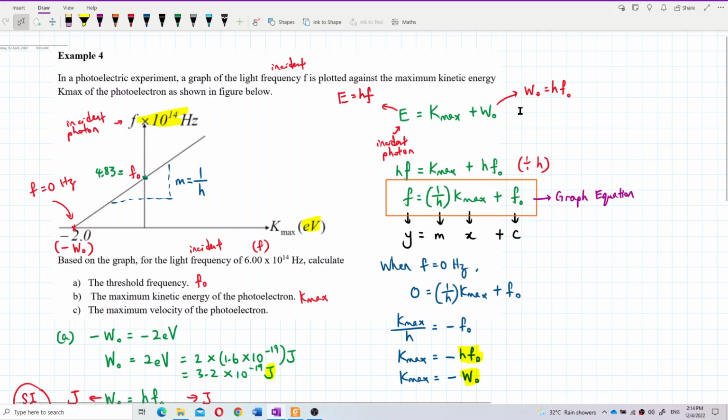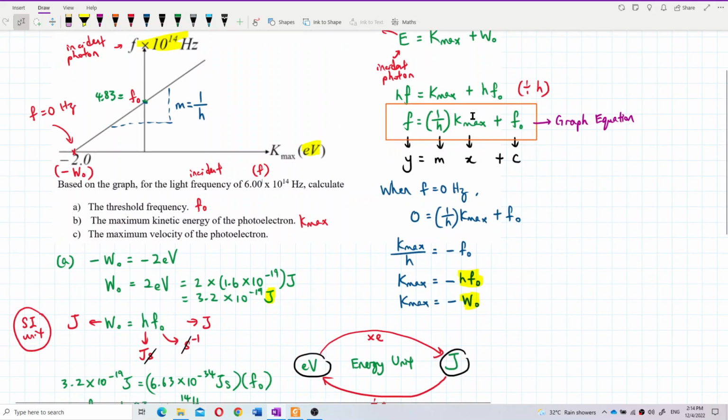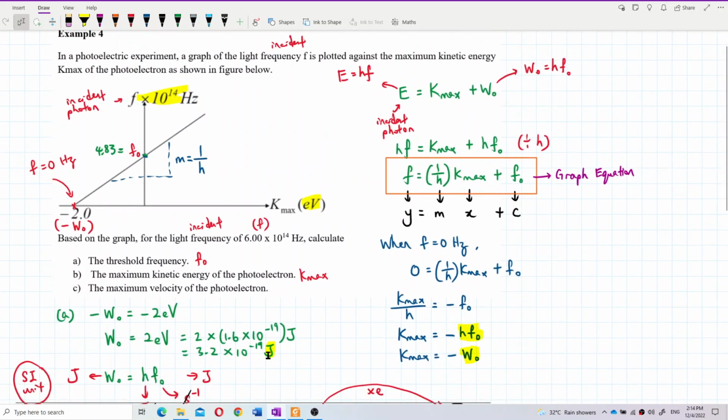If you use the first equation, then you use the work function value W0, which is 2 electron volt. But this work function in electron volt, you need to change to joule before you substitute into here. Yeah, you need to use the one with joule. Then for the energy of the incident photon, you calculate E equal to hf. Use the frequency here, then you can get the energy of the incident photon, then you can get the maximum kinetic energy.